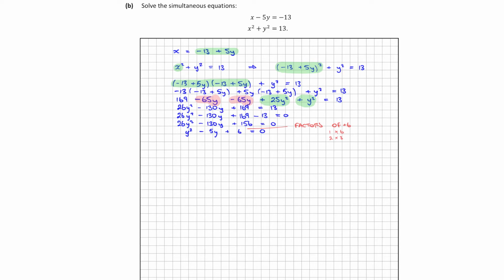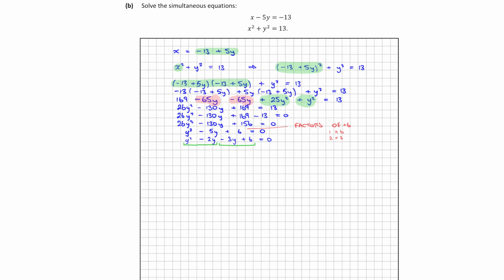So in this case, we'll end up with y squared minus 2y minus 3y plus 6 equals 0. And if we just look at that, when we add them together, we'll get minus 5y, so we know that's correct. When we times them, we'll get 6, so we know that's correct. We now have 4 terms, and we're factorising. So if you have 4 terms and you're factorising, what you need to do is you need to group those terms. So we'll group the first 2, and we'll group the last 2.